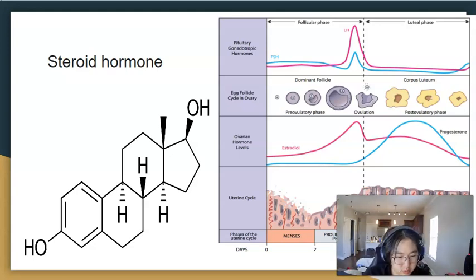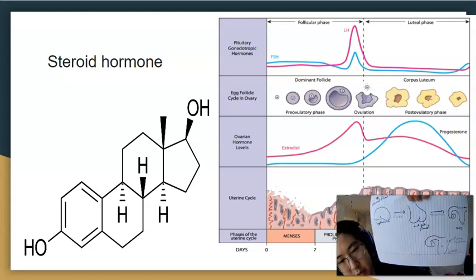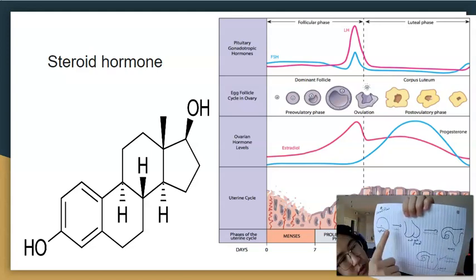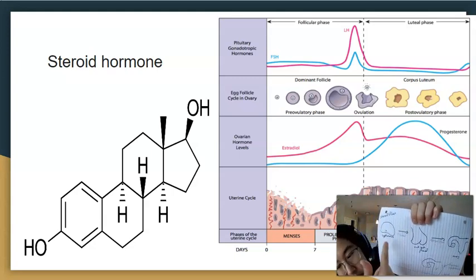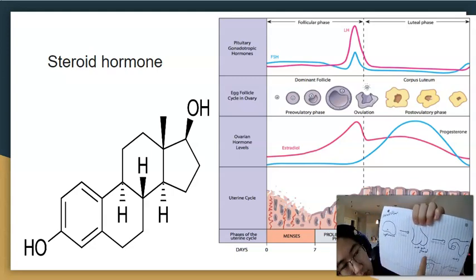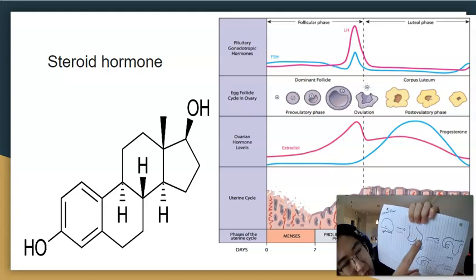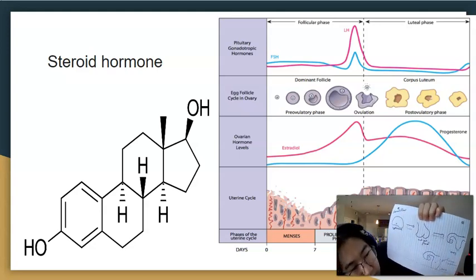When that occurs, we will then look at the release of progesterone. Here we have the hypothalamus, which will release GnRH. After stimulation, it will release GnRH, go to the anterior pituitary gland, release FSH and LH, and head towards the ovary and the uterus.